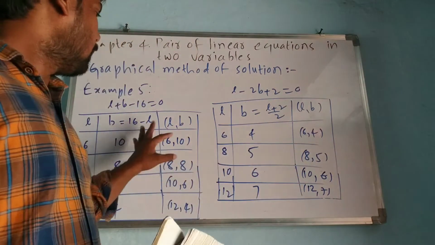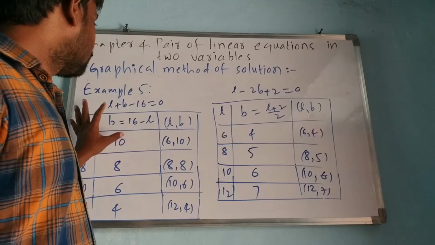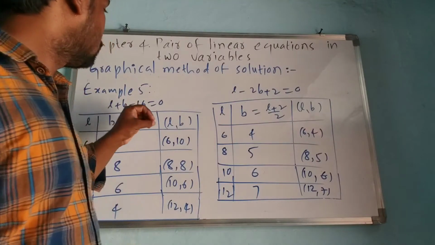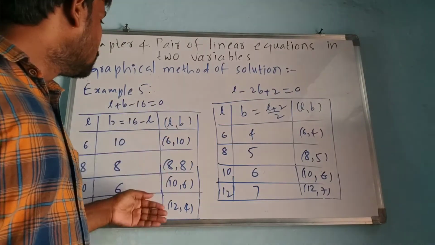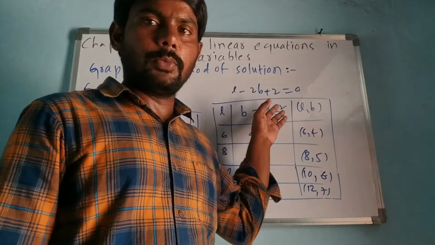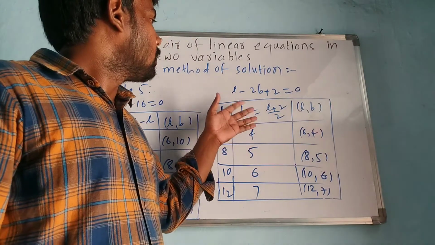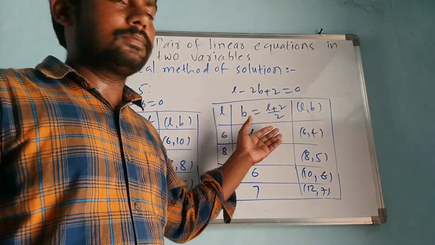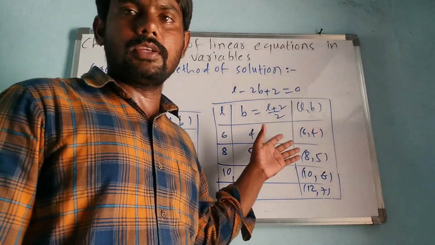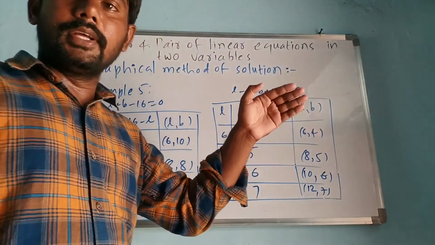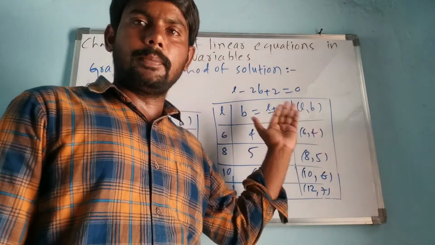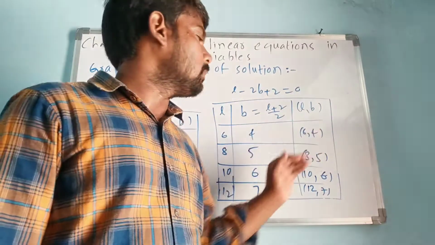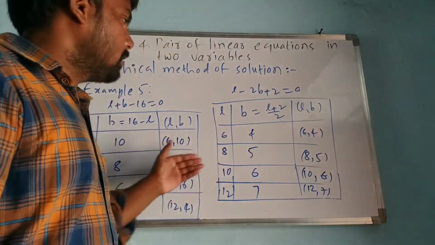So by the points which satisfy this equation, as well as the points which satisfy this equation, we have to plot the graph. So we can get a graph where the two straight lines intersect at a point. That point is called a solution of a pair of linear equations in two variables. So let us plot these points on the graph.